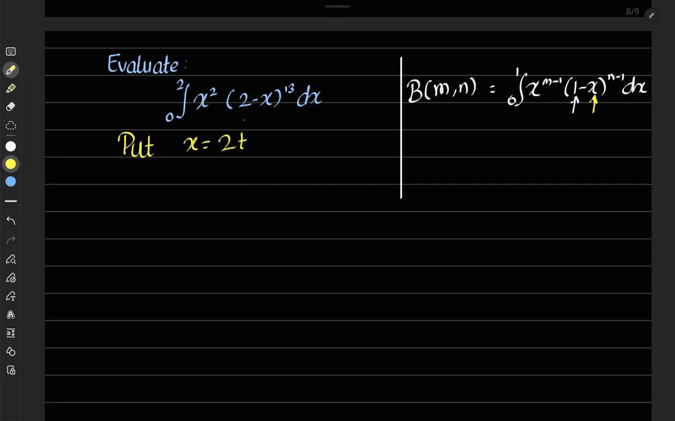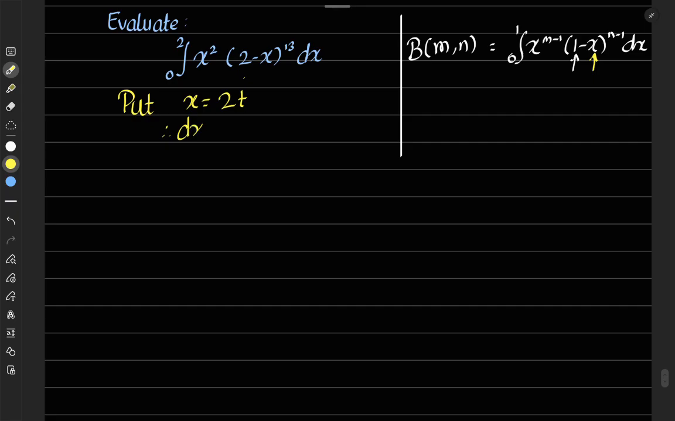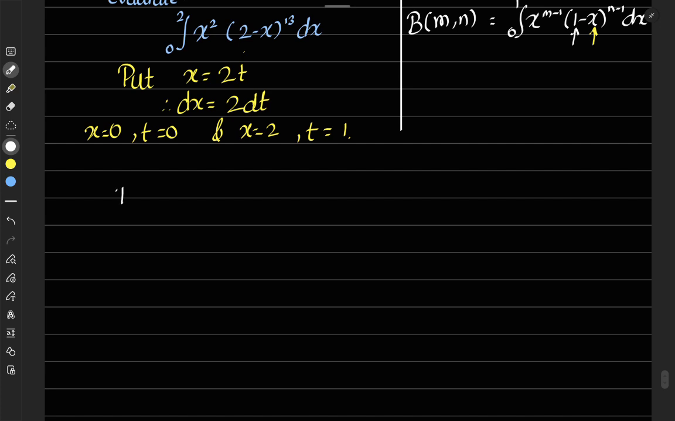So we will put x is equal to 2t, so that dx is 2 dt, and when we check the limits, when x is 0, definitely t is also 0, but when x is at 2, notice that t is at 1. So limits are automatically satisfied. So our integral I can be rewritten as integral 0 to 1. We are substituting 2t in place of x. So (2t) square, (2 minus 2t) whole power 13 and 2 dt.